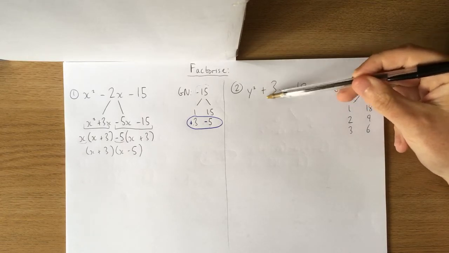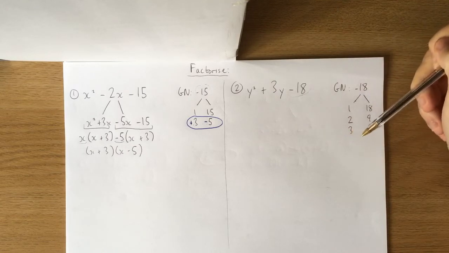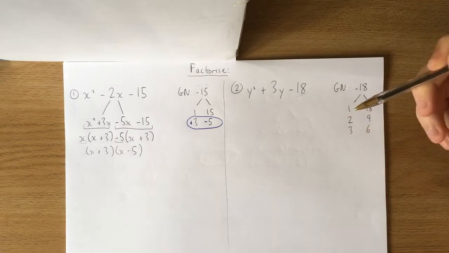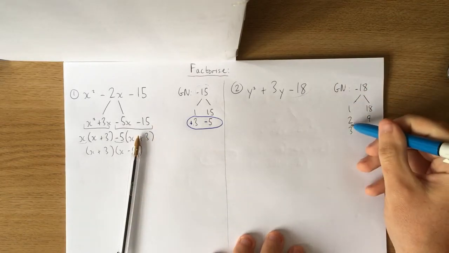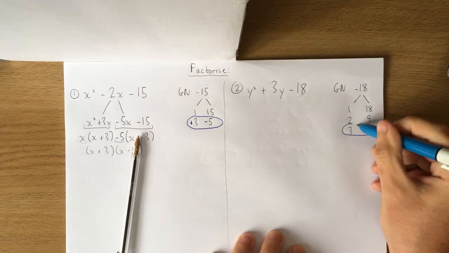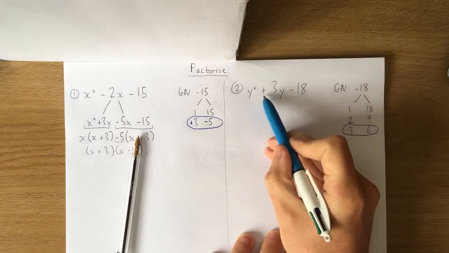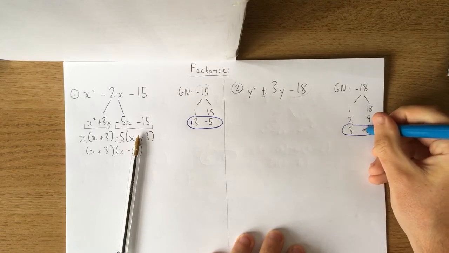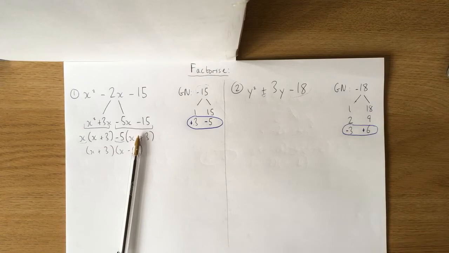I need those to give me 3. Okay, so one of them is going to be positive, one of them is going to be negative, and they're going to give me 3. So you're picking a pair of factors that have a difference of 3 between them. So that is 3 and 6. One of them needs to be negative, one of them needs to be positive. They need to give you plus 3. So the 6 must be positive and the 3 must be negative.